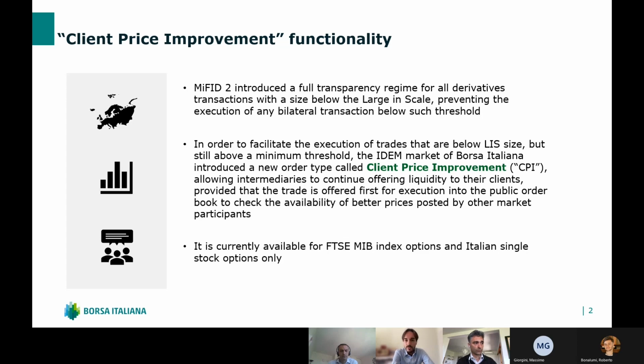In order to facilitate the execution of these trades below large scale, the market has created a new type of order, a new functionality called CPI, a very straightforward way of describing the functioning we will see in a few seconds, which stands for client price improvement. It allows the direct member of the exchange to continue offering liquidity to their buy-side customer, provided that the trade is offered for execution first in the central limit order book, without disintermediating the liquidity already available in the order book. At the moment, we have opened up this functionality only to the option business, covering the FTSE index option and Italian single stock options.